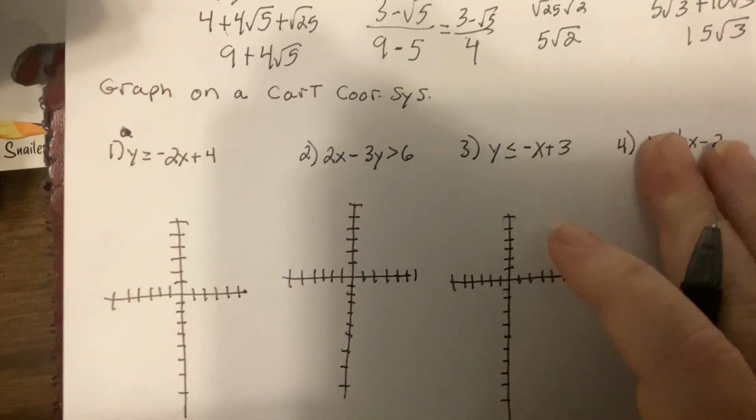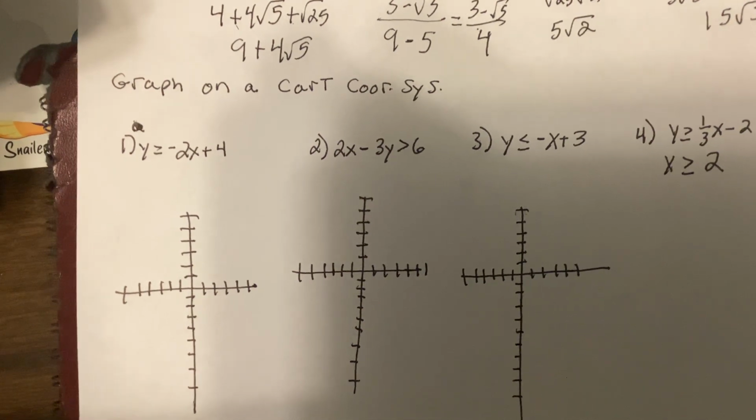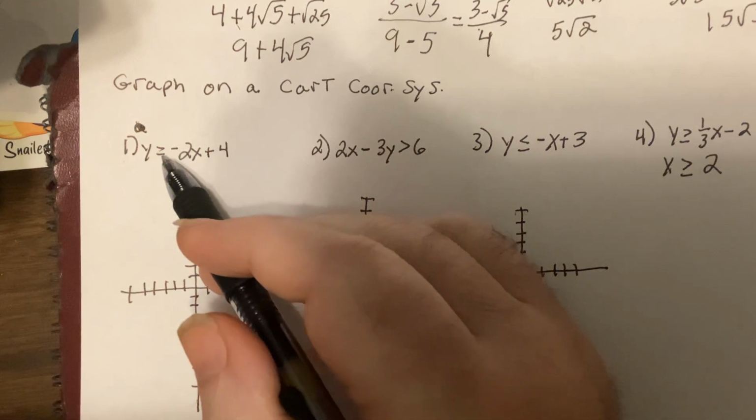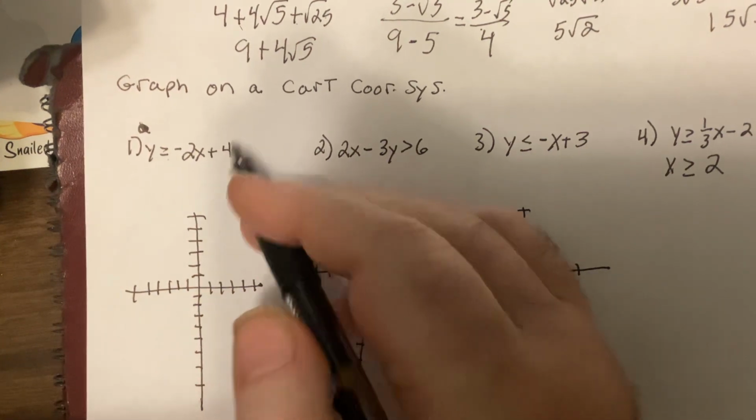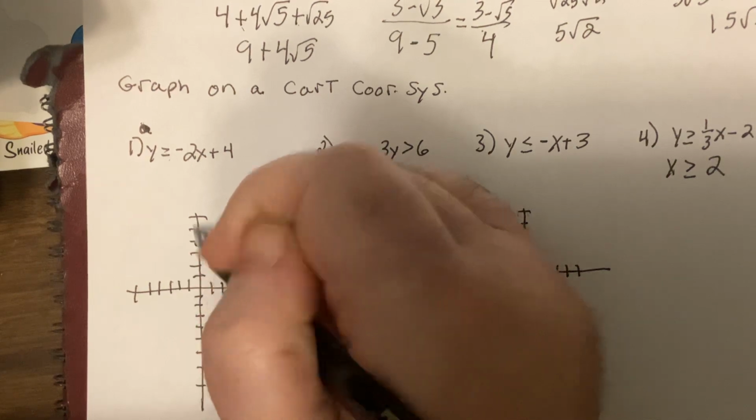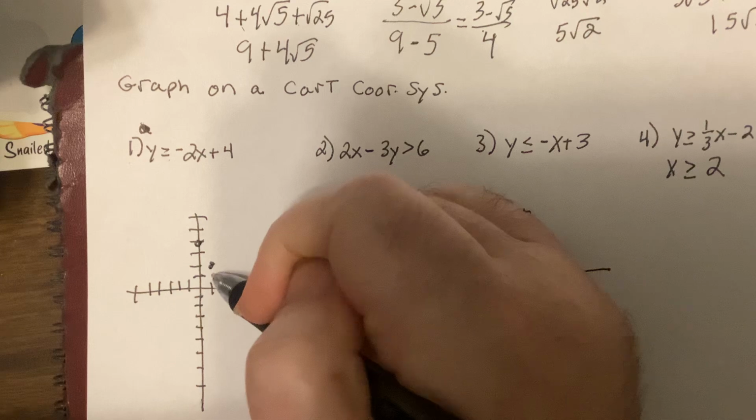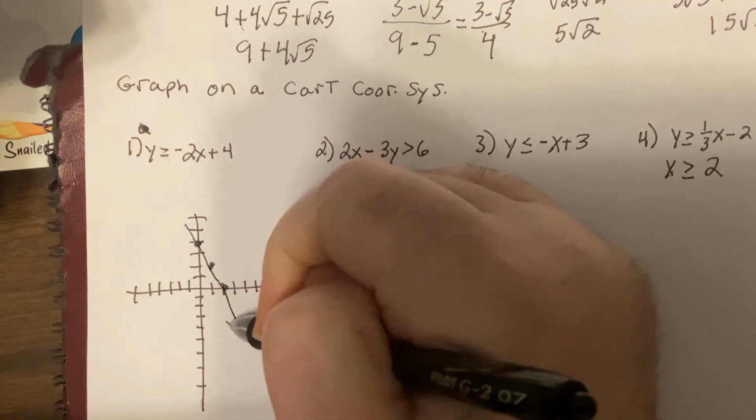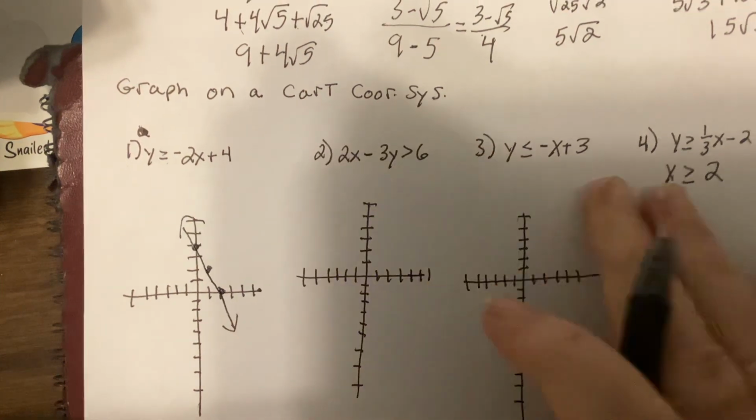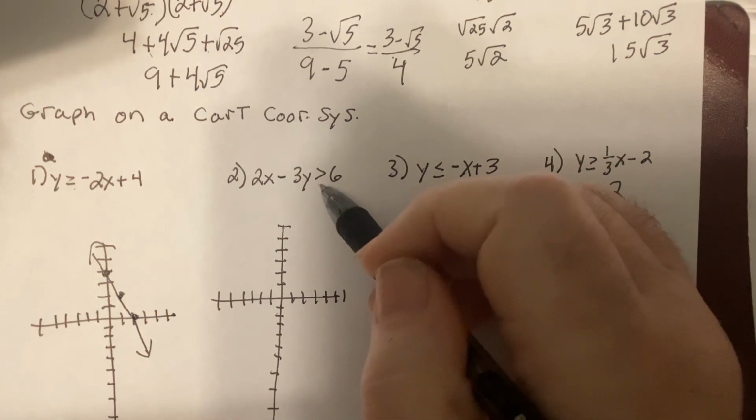Okay, let's do some graphing. We're just continuing on, almost done with page 2. So this is great. Remember, if there's no inequality, there's no shading. So the y-intercept is 4, slope is negative 2, so it'd be down 2, right 1, down 2, right 1. Connect the dots, solid line, and we are done. Oh, we have an inequality, so there is shading.